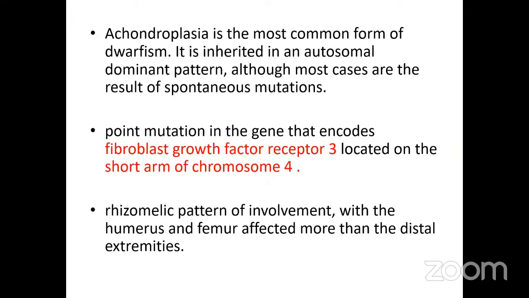So achondroplasia is the most common form of dwarfism, and it is autosomal dominant, actually a result of spontaneous mutations, and it is actually a point mutation in the gene fibroblast growth factor receptor 3. It can be mapped to chromosome 4p. So that is in the short arm of chromosome 4. And it is a rhizomelic dwarfism. Rhizo means root, the proximal part of the limb, with humerus and femur affected more than the distal extremities.